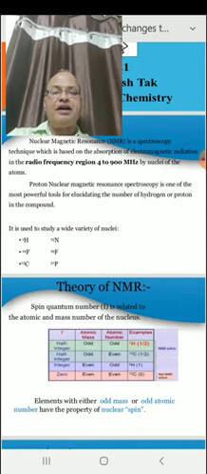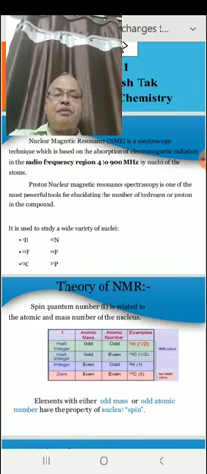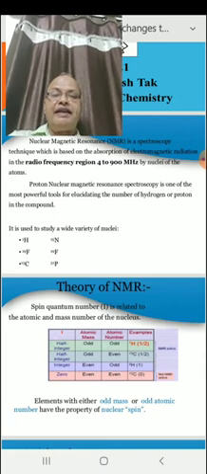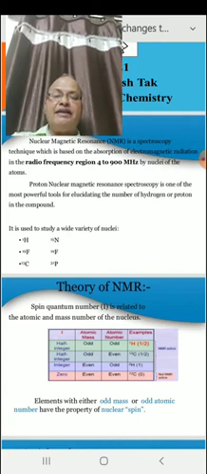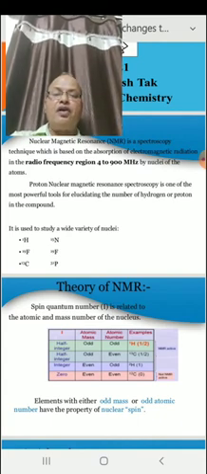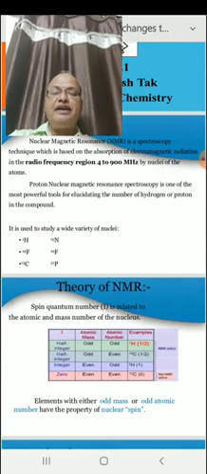Theories of NMR. The spin quantum number is related to the atomic number and mass number of the nucleus. Elements which have either odd mass or odd atomic number have the property of nuclear spin.